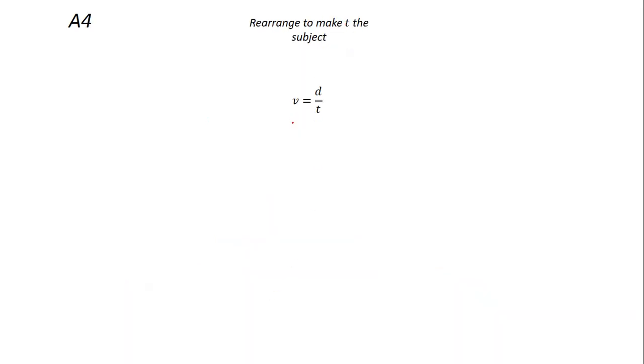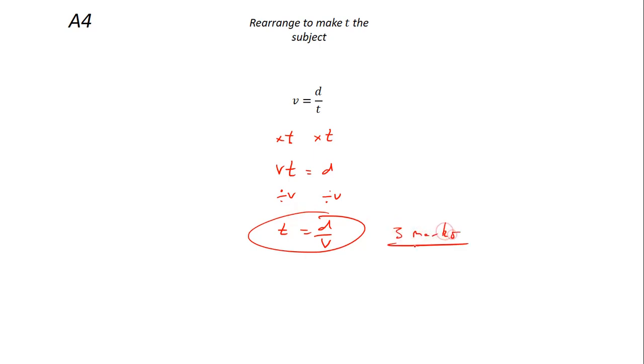And rearrange to make t the subject without a formula triangle. So I want to make t by itself. I also want to make t on the top of the fraction. So I'm going to times both sides by t. And then I get vt equals d. Then I'm going to get rid of my v by dividing it. And that gives me t equals d over v. 3 marks. So mark it, write your mark down in the back of your book, and we'll move on to the next part of the lesson.